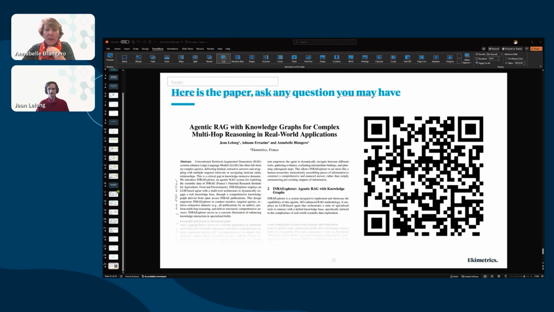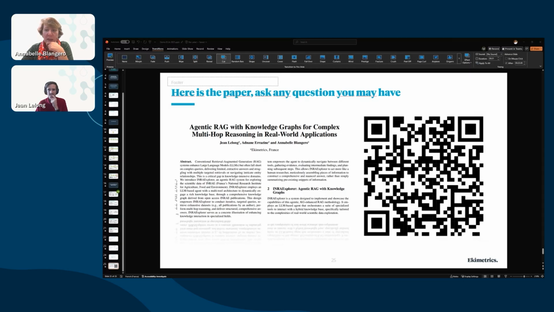Is there a way to access the slide deck later? I think we have no problem sharing it. Jean is projecting here the QR code for the arXiv paper, and this was presented at ECAI last week, 10 days ago in Bologna, as a demo track. But we have no problem sharing the slides as well.